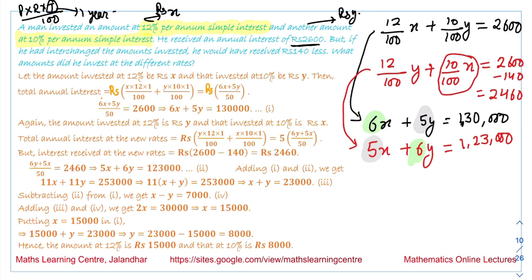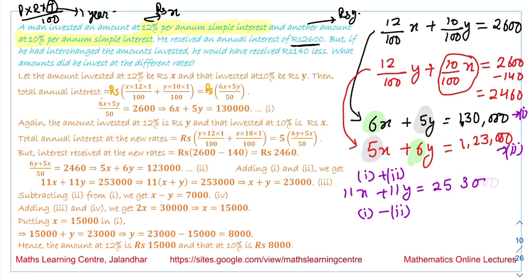So how do we solve these kinds of equations? Suppose this is equation 1, this is equation 2. First of all we add these two equations, then we subtract these two equations. On adding these two equations we get 11x plus 11y, that is equal to 253,000. On subtracting these two equations we get x minus y, that is equal to 7,000.